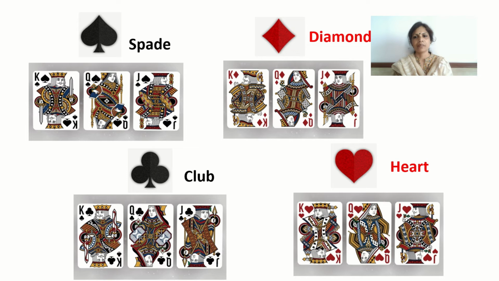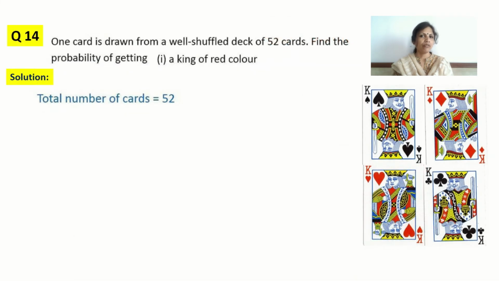So let's see the sum. This is question number 14. One card is drawn from a well shuffled deck of 52 cards. Find the probability of getting a king of red color. Now see children, you can see the picture flashing there on the screen. We have 4 kings there in a pack of 52 cards. We have been asked the probability of getting a king which is red in color. So you can see there we have 2 kings red in color, diamond and heart.